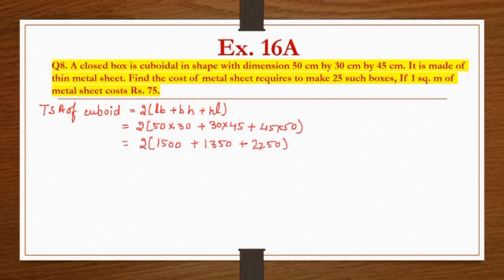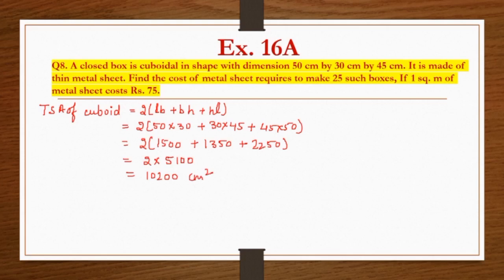2250. Now solve this. 2 as it is. If you add all these, you will get 5100. Now 2 multiply 5100, that is 10200. 10200 is the TSA of one cuboidal box, that is centimeter square.